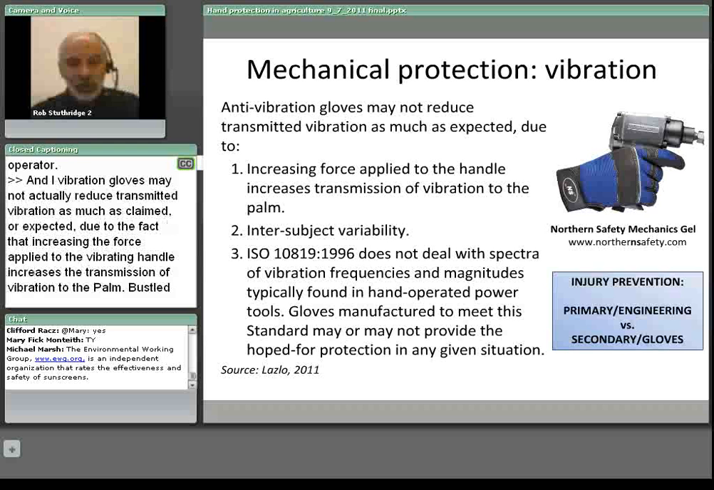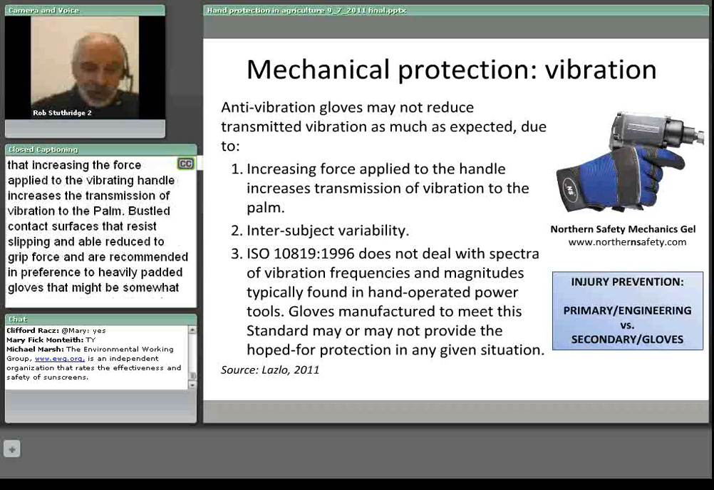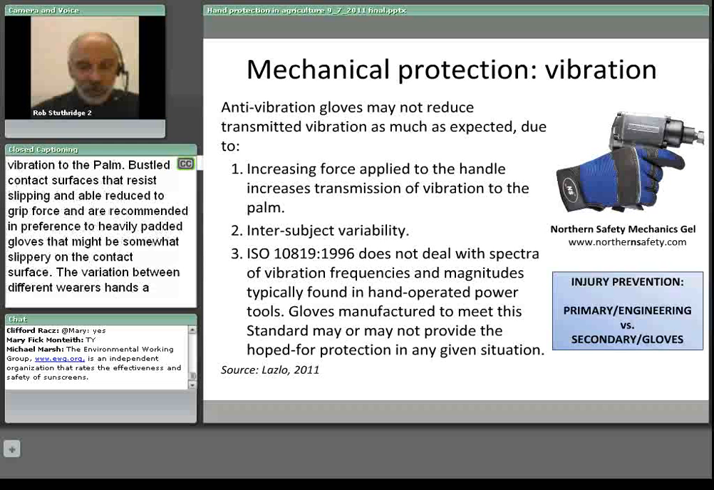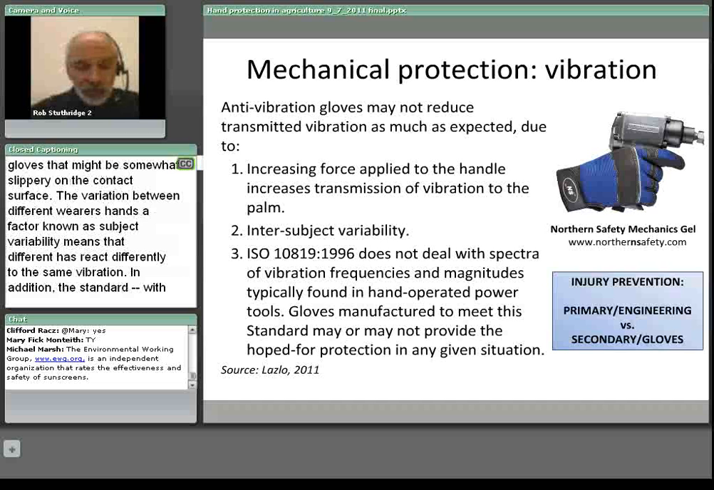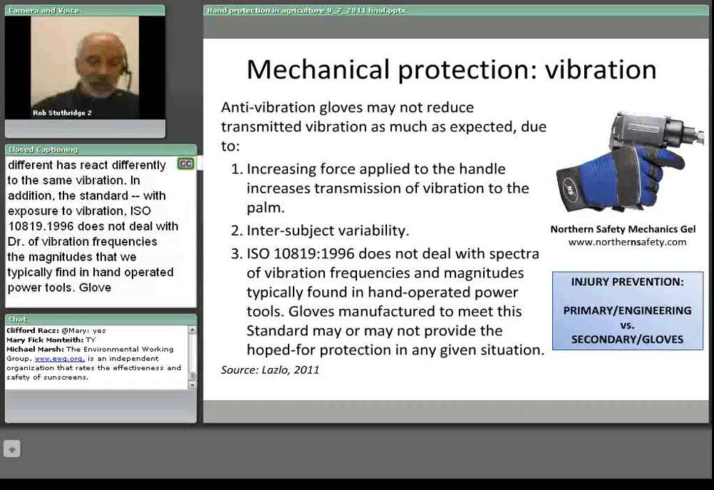The variation between different wearers' hands, a factor known as inter-subject variability, means that different hands react differently to the same vibration. In addition, the standard dealing with human exposure to vibration, ISO 10819-1996, doesn't actually deal with the spectra of vibration frequencies and magnitudes that we typically find in hand-operated power tools. So glove manufacturers that meet this standard may not, in fact, be providing the hoped-for protection in any given situation.